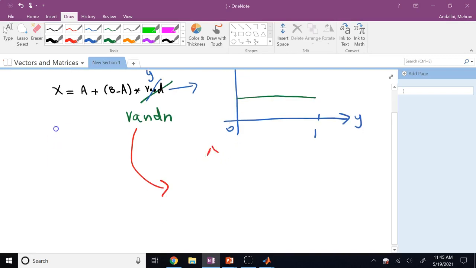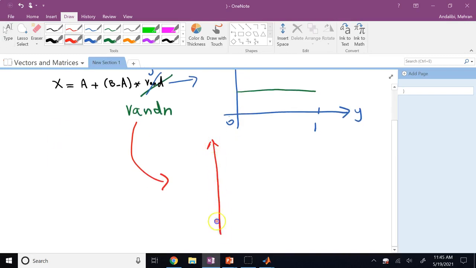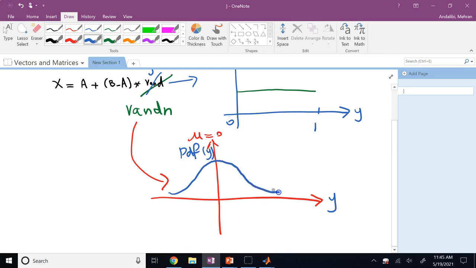So here you don't have the same chance for all numbers in the range. You have a normal chance where the average is 0, so mu of that is 0, and the standard deviation is 1. So the PDF for y versus y is going to look like a bell-shaped curve, where the average of that is 0, and as you get away from 0, you have a smaller chance for that number to appear.